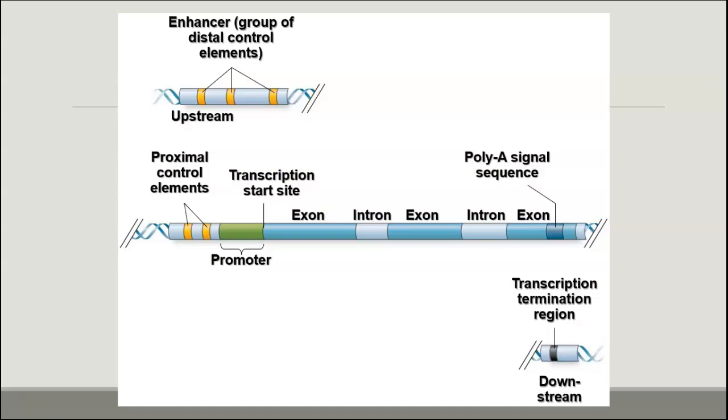So here's a typical organization of a eukaryotic gene. Okay, we've got our enhancer, which is upstream of the gene itself. Notice it says distal. Distal means it's far away. It's not close by. There are also proximal or nearby control elements. The promoter is, of course, where the RNA polymerase is going to start, and then you've got the poly-A signal sequence at the end that signals that this is the end of this gene, and that's followed by the transcription termination region farther downstream.